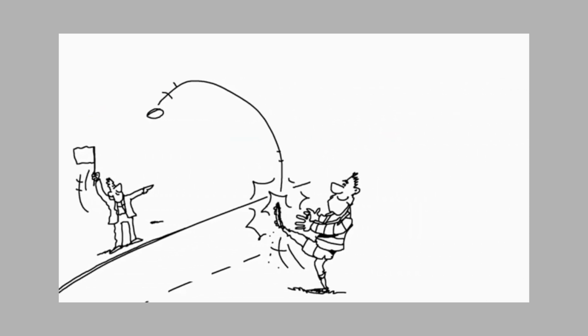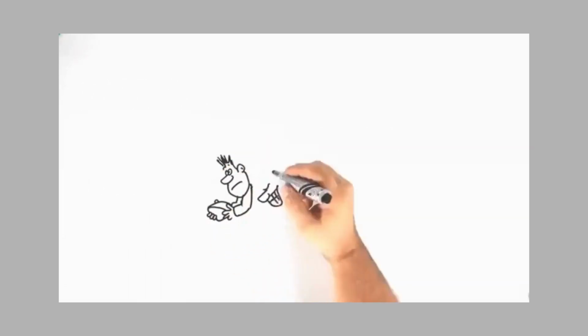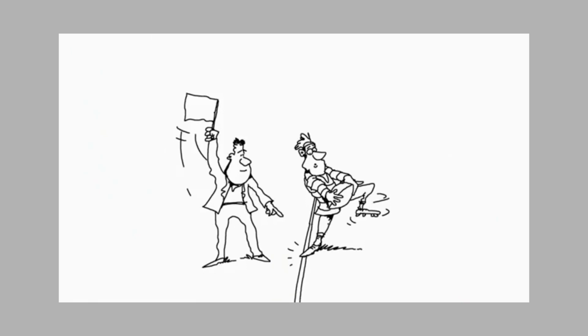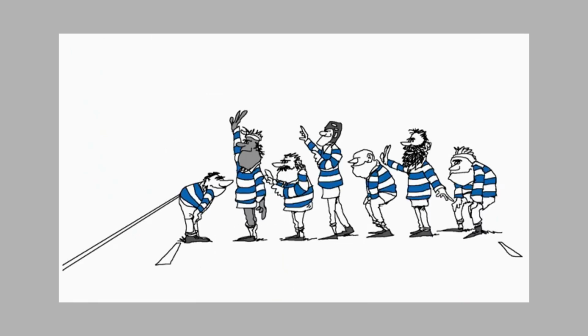If the ball leaves the field of play because it's kicked out, or because a player with the ball is tackled and falls across the touchline, or the foot of a player who is holding the ball touches the touchline, the game will be restarted with a line-out.